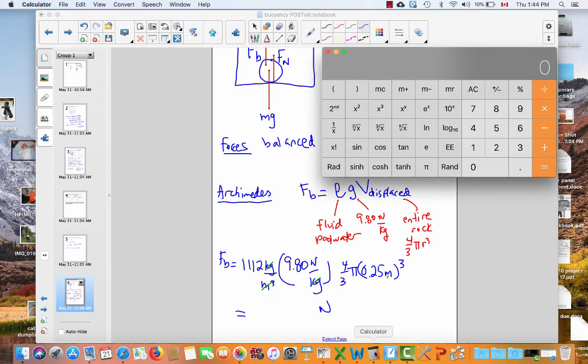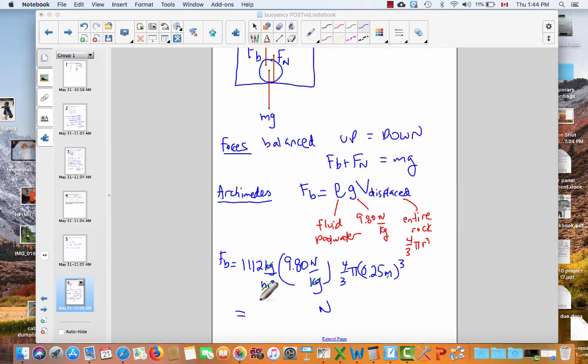So let's calculate this. So I'll start with the radius cubed times, where's the pi key? There's pi, times 4/3 times 9.8, kind of working backwards here, times the 1112 density. We get 713 newtons of buoyant force on that rock.